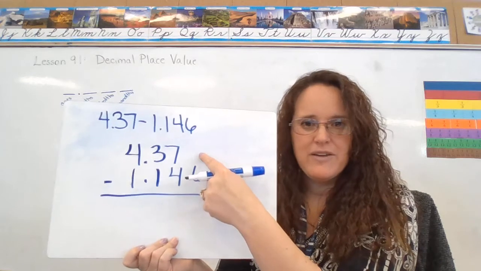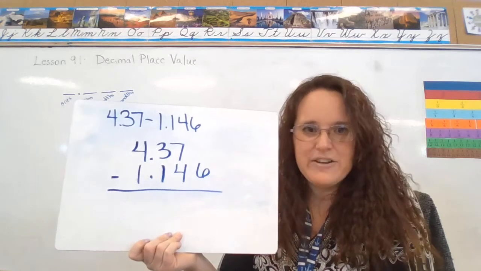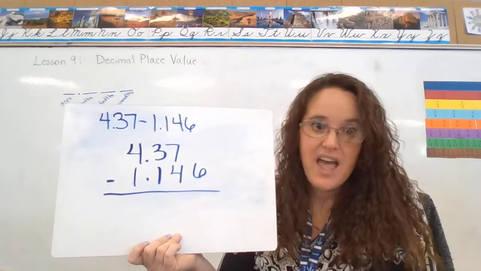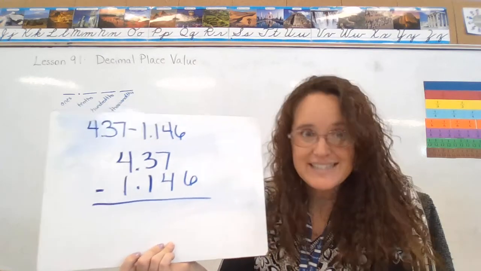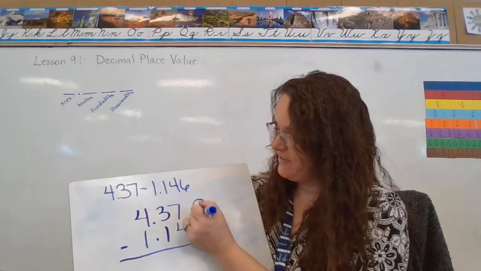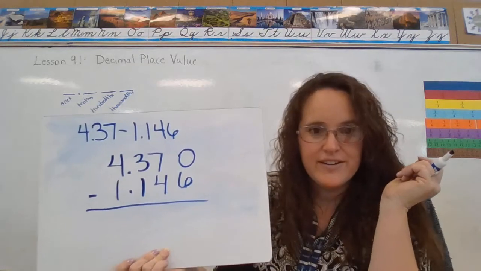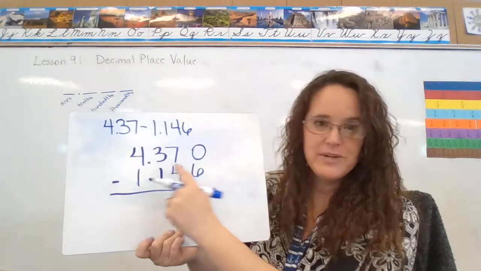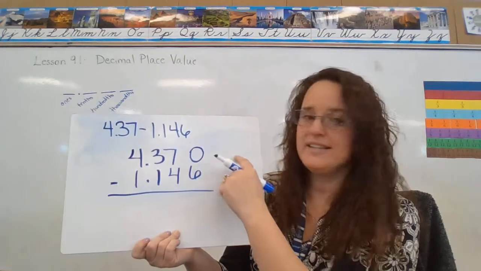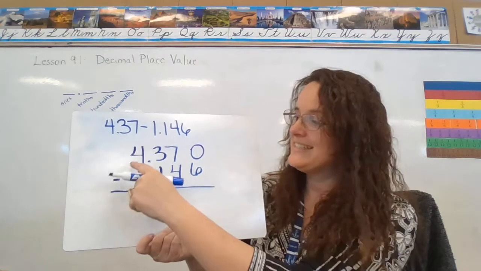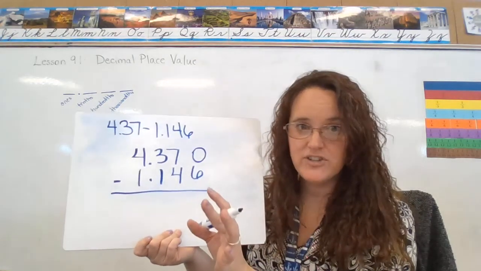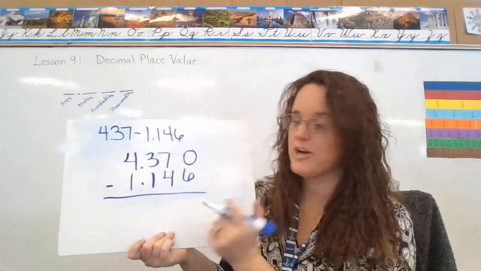All I'm going to do now is look at that and go, there's nothing there. What number represents nothing? 0. So I can fill a 0 in right there to make that easier to subtract. And remember what I told you, I can put in as many zeros as I want, and it does not change this number. So we're good. I haven't changed it. Now I can do my subtraction.